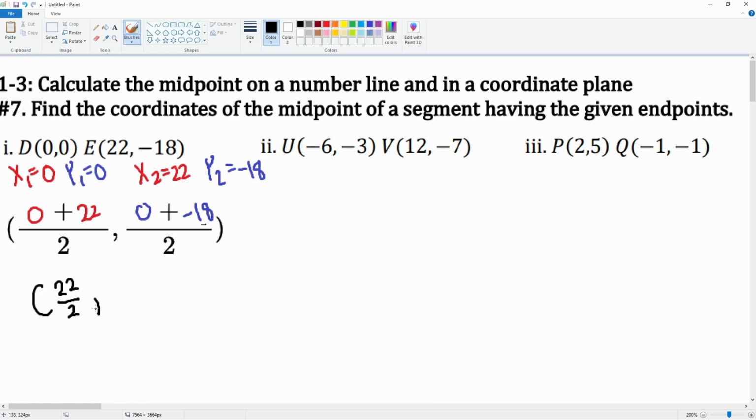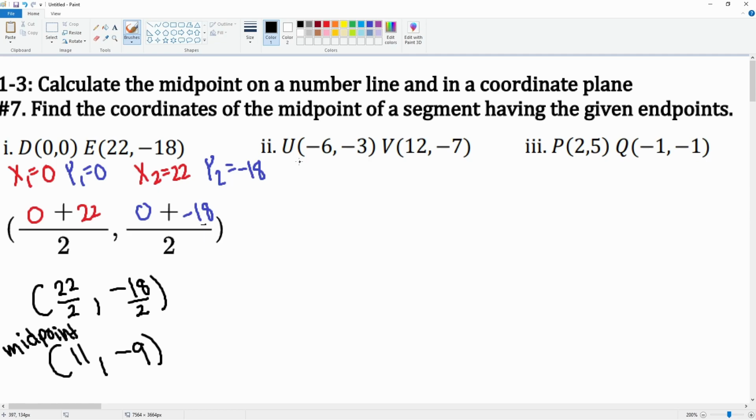Divide that by 2. What is 0 plus negative 18? Negative 18, divided by 2. Now we can simplify. What's 22 divided by 2? Which is 11. Negative 18 divided by 2 is negative 9. This is the midpoint.